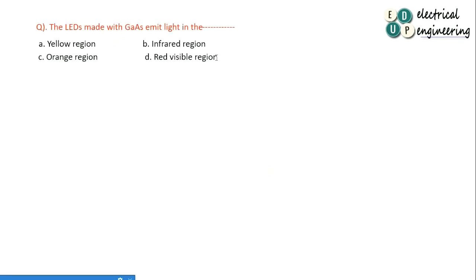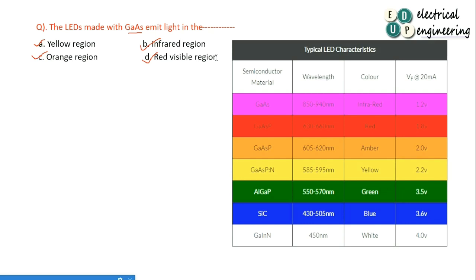Now comes the next question. The LED made with GaAs, gallium arsenide, emits light in the dash. The options are yellow region, orange region, infrared region, or red visible region. We know that LEDs emit light in different regions. Here the material is GaAs, gallium arsenide. It emits in the infrared region. So the option is B, infrared region.